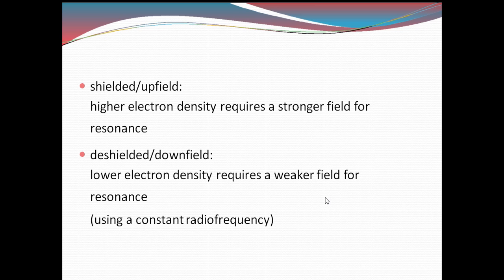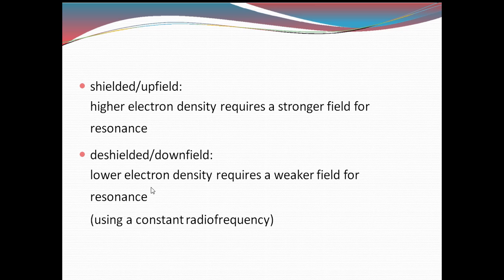So once again I'm repeating, resonance is nothing but this: every nucleus has its own precessional frequency. Precessional frequency is the number of revolutions made by the spin in a second. And when the precessional frequency is equal to the frequency of the radio wave region of the EMR, then the molecule will absorb the radiation. That process is called resonance.